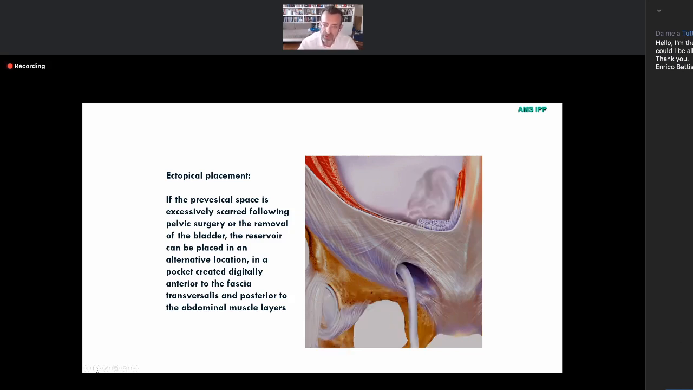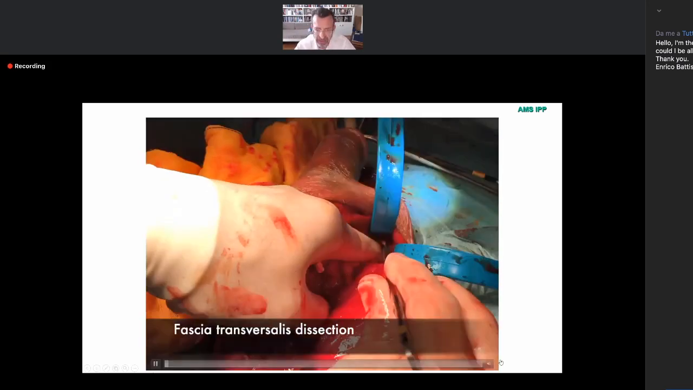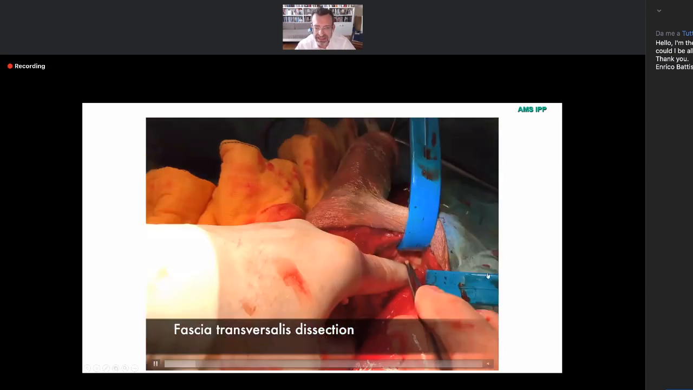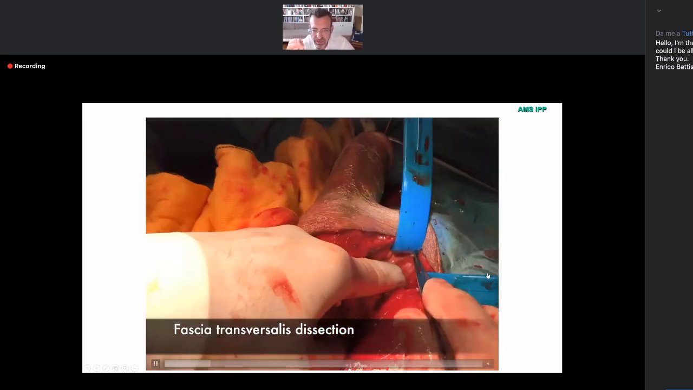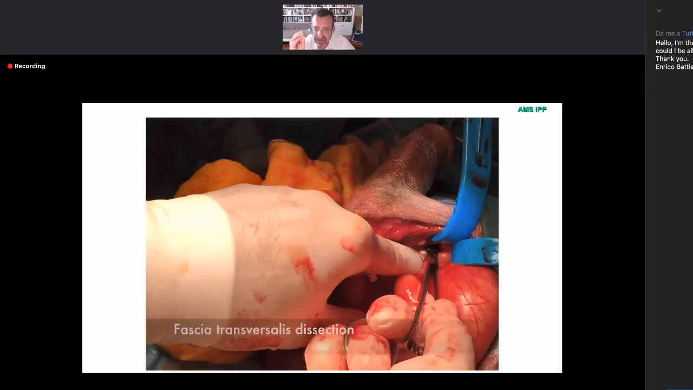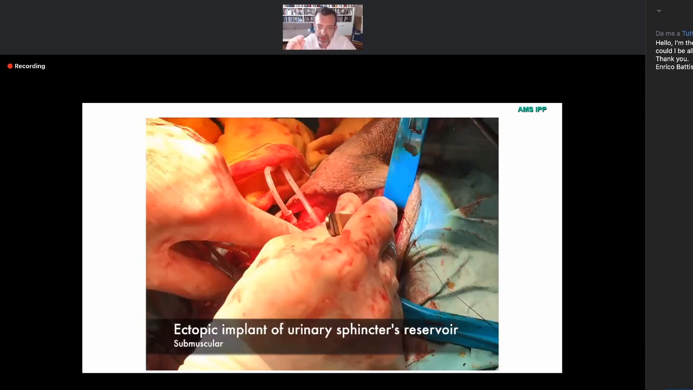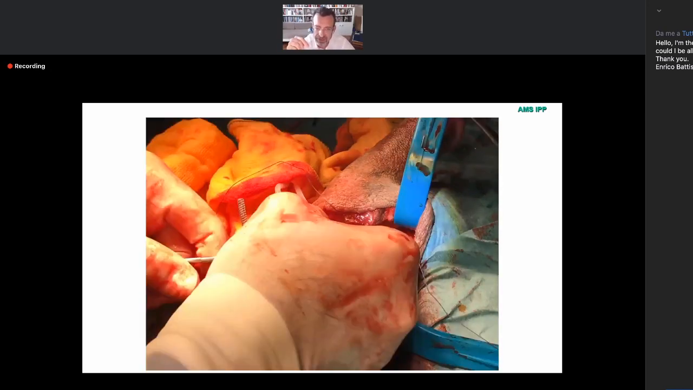Next slide, you see a video, and in this video, you can go ahead with the video, and you can see how, in this case, we are going to see clearly the inguinal ring, and you can go up to the level of the umbilicus and put the reservoir. In this case, this patient was a patient with a double implant.